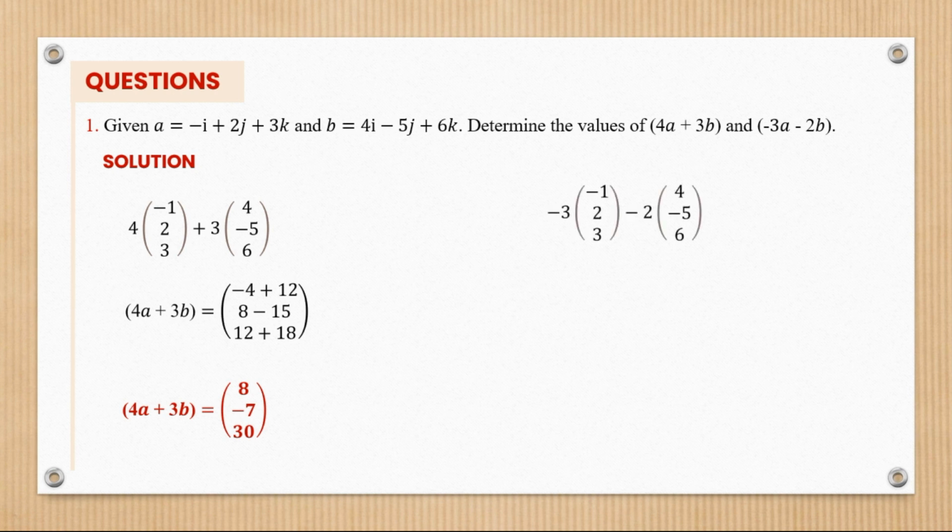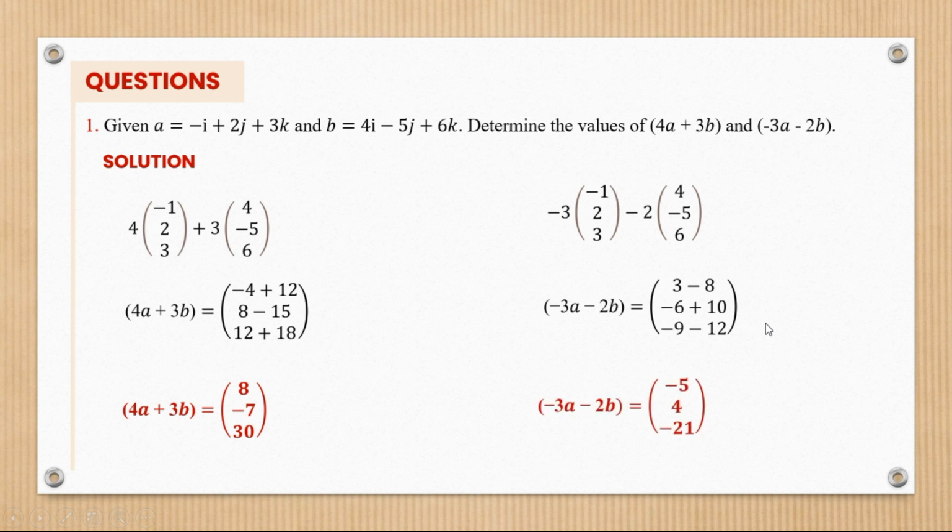Alright, so next we're being told to solve this where we have negative 3a minus 2b. So it's the same as having the scalars multiplied into them this way. So I have negative 3a minus 2b being equal to, so I have negative 3 times negative 1 shall give me positive 3 minus 2 times 4, which is 8. So that's why we have it that way. Then we have negative 6. Now remember that we have a negative sign here. So negative 6. Then we have negative 2 times negative 5, which will give me a positive 10. So I will have negative 6 plus positive 10. And then next I have negative 3 times 3 is negative 9. Then I have minus 2 times 6, which is negative 12. So I have my answer as negative 5, 4, negative 21, which can also be expressed as negative 5i plus 4j minus 21k.